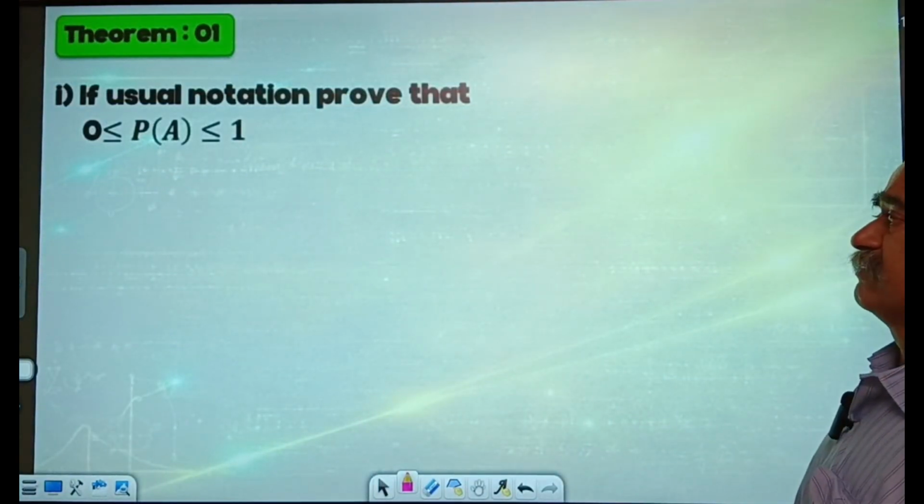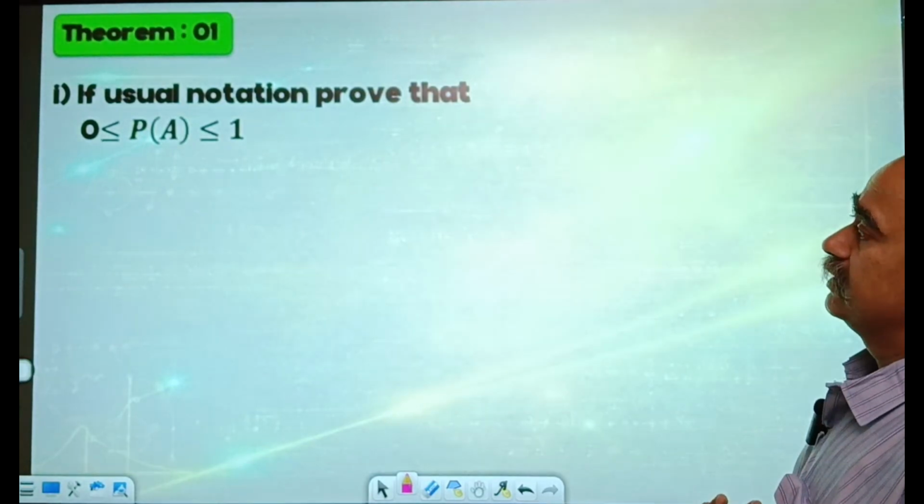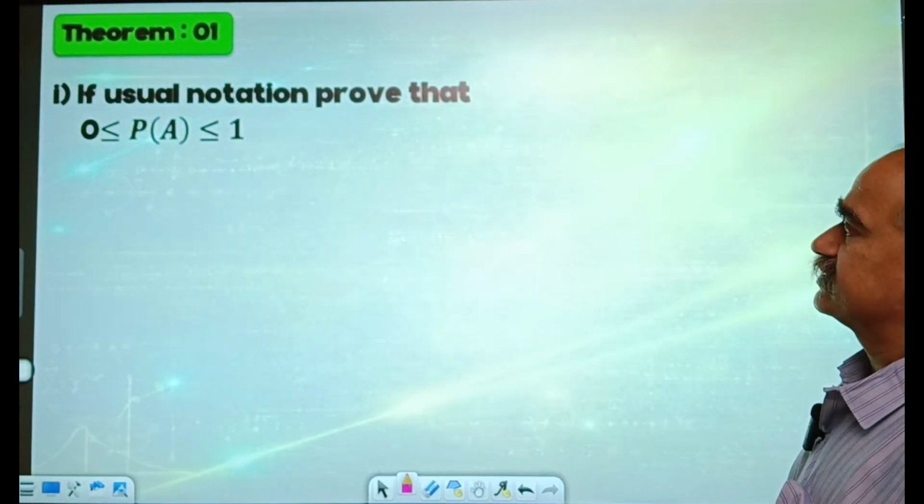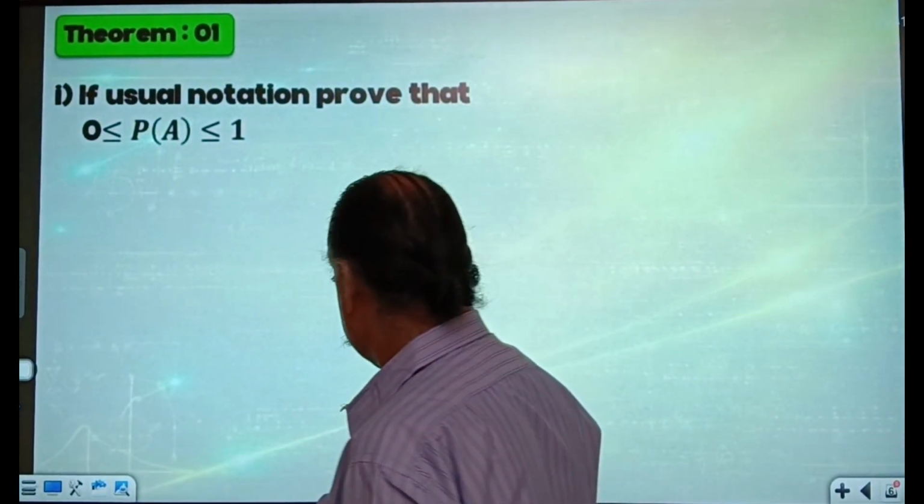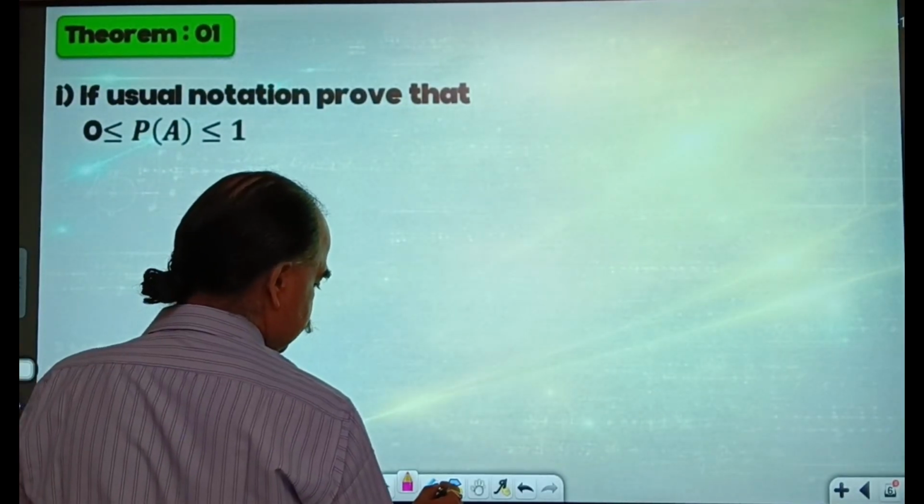Now there are two small theorems. In usual notation, prove that.